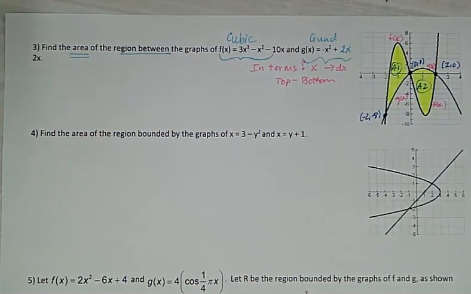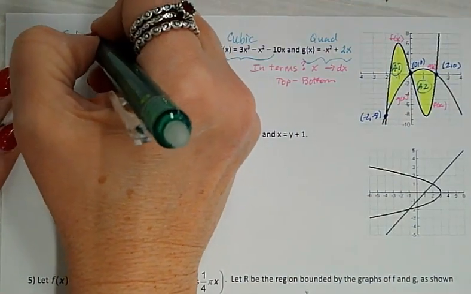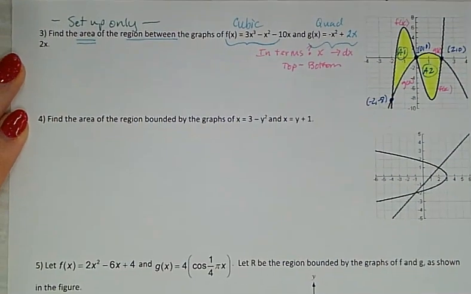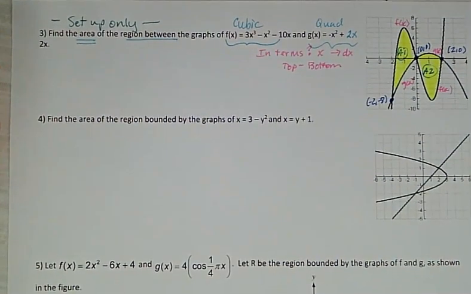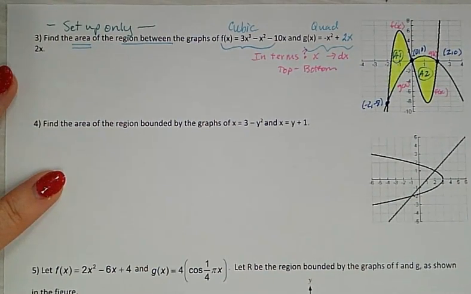Okay, so there's my setup information. Now we're going to go into the problem. This one we're just going to set up only, so we can practice all of our other ones, okay? So we're going to set this up, and we have two areas, and then we're going to add them together.